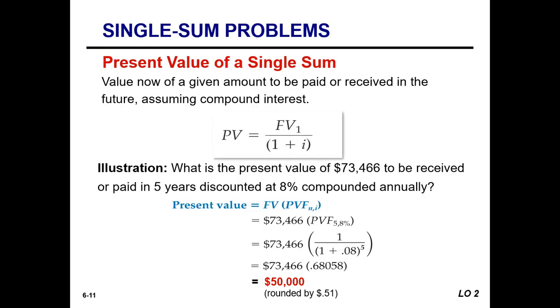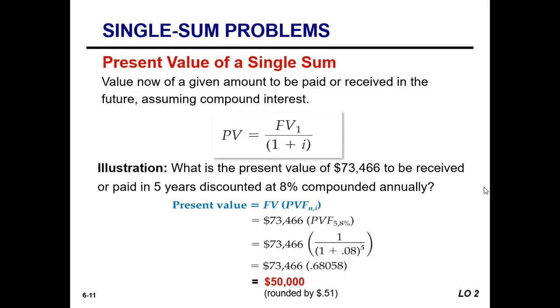This is 5 years. So what is the present value of $73,466 to be received or paid in 5 years, discounted at 8% compounded annually? So this is the future value in 5 years. In 5 years, it'll be worth $73,466, which is a very random number. But anyway, 5 years, and it's 8% interest. So we're going to take away the 8% interest, basically, for what it would have compounded for 5 years.